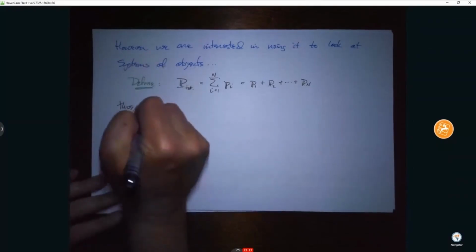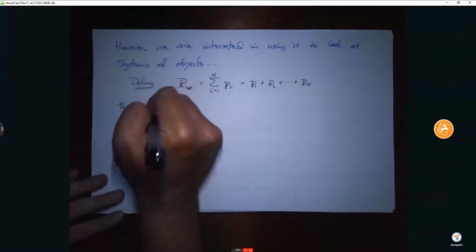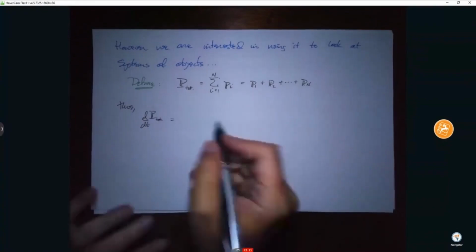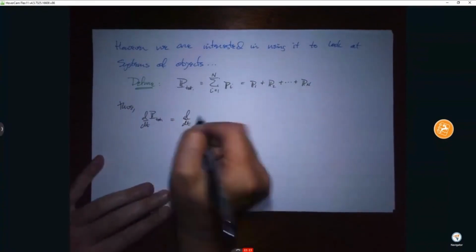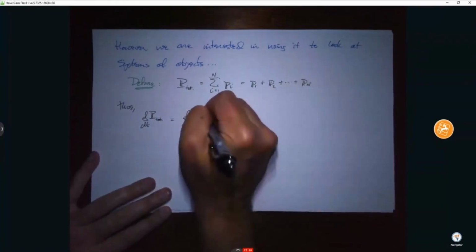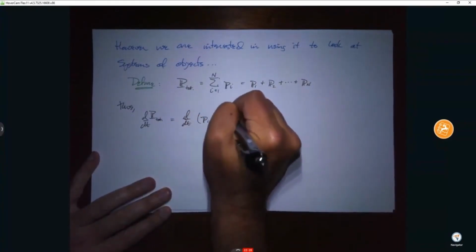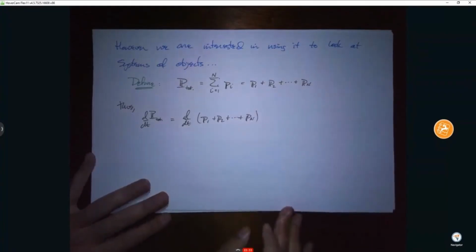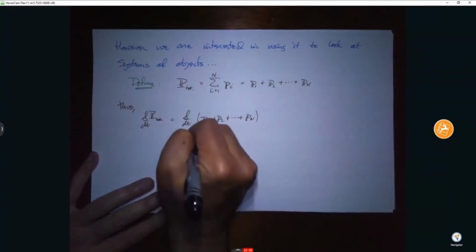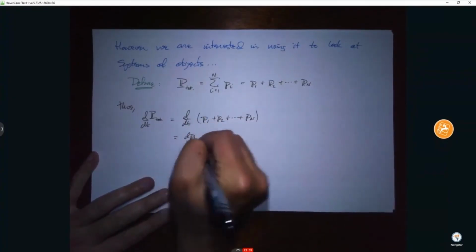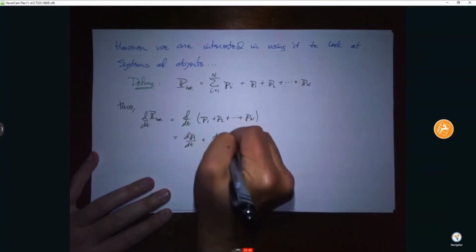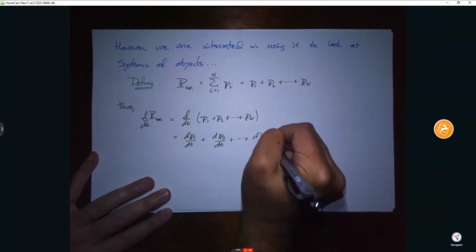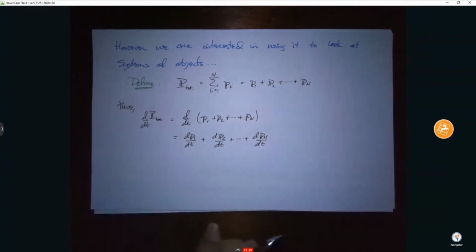Therefore, when we take the time derivative of this total momentum, I'll write it in the more standard way. You all know summation notation, but we'll write it out like this. This is the time derivative of the momentum of object 1 plus the time derivative of the momentum of object 2, plus the time derivative of the momentum of the nth object.